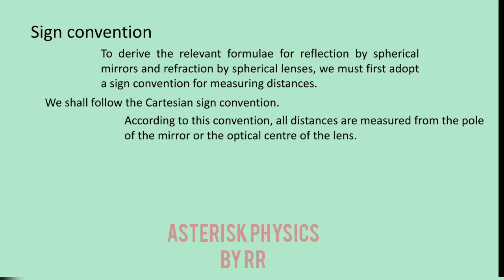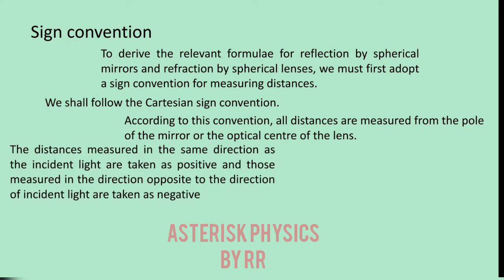Let us see. According to this convention, all distances are measured from the pole of the mirror and the optical center of the lens. You might have learned the pole of a mirror and the optical center of lenses in very small classes. So the distance that we have to measure should be measured from the pole of a mirror or the optical center of the lens.